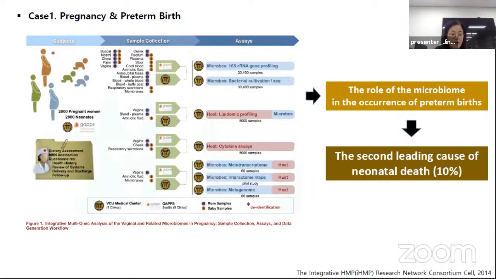I will provide some studies based on the microbiome. Case 1, pregnancy and preterm birth. This project is concerned with the role of the microbiome in the occurrence of preterm birth, which accounts for nearly 10% of all births and constitutes the second leading cause of neonatal death.